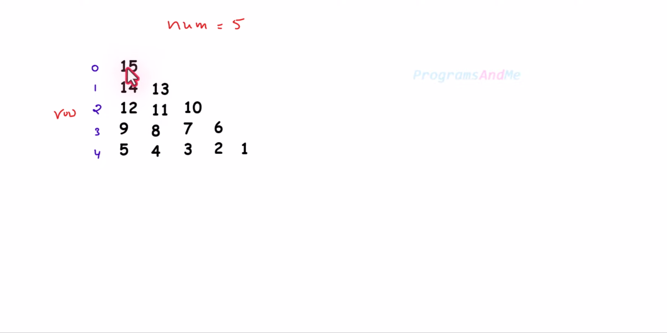That is the previous value. 15 minus 1 is 14. 14 minus 1 is 13. 13 minus 1 is 12. 12 minus 1 is 11. 11 minus 1 is 10, like that. So we can get these numbers by subtracting 1 from the previous value.